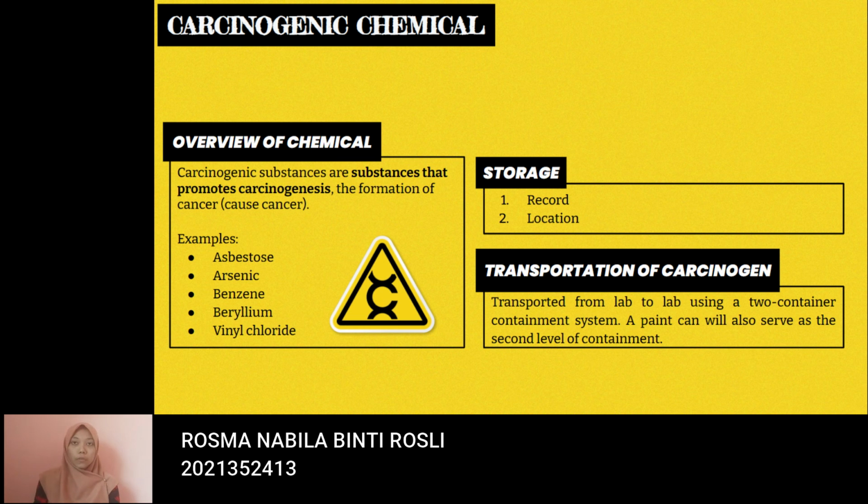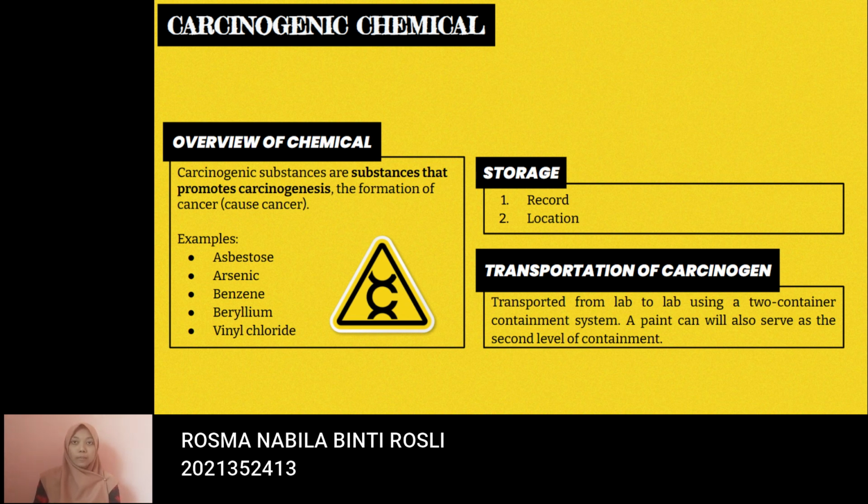For the storage of carcinogenic substances, firstly, we have to record. A separate inventory of carcinogens on hand should be kept in each laboratory. And then, for the location, carcinogens should be stored together, not along with other chemicals. Separate areas should be set aside in the refrigerator or freezer for carcinogen storage.